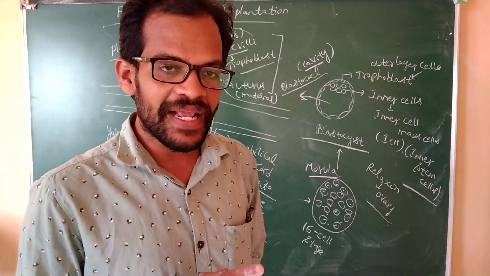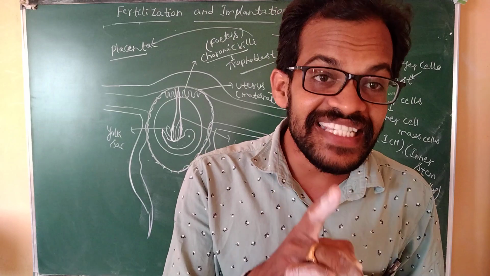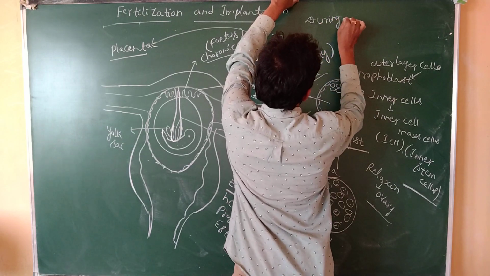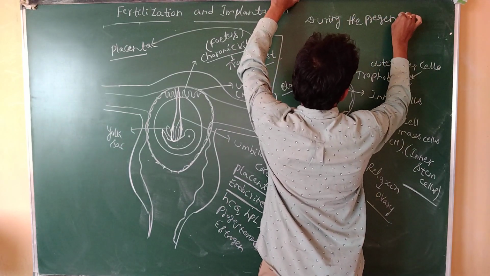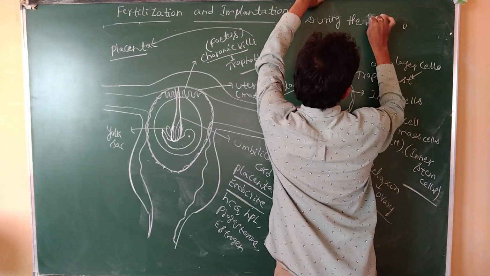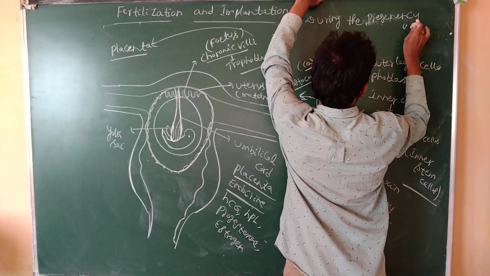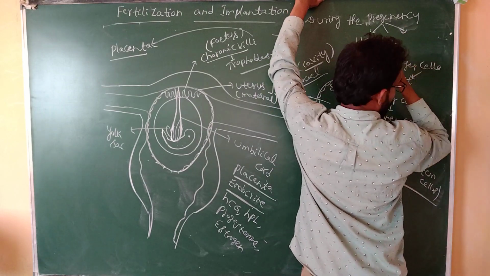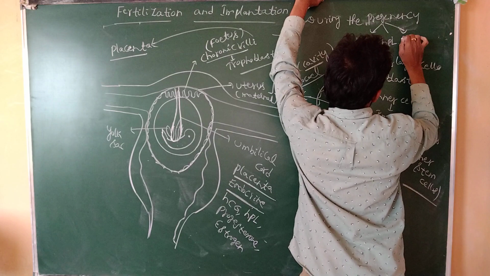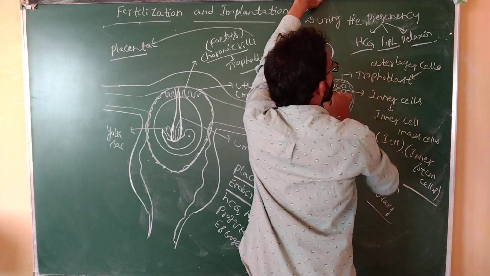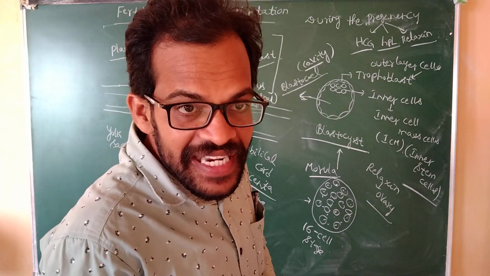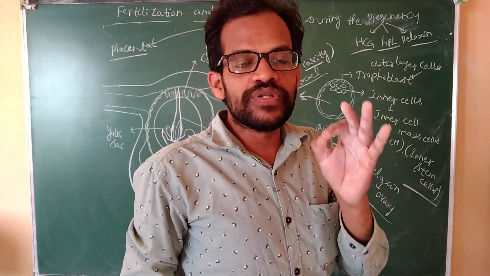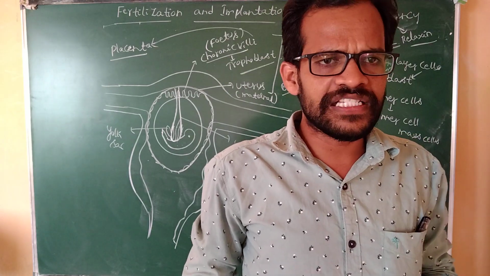During pregnancy, three important hormones are produced: HCG, HPL, and relaxin. Human chorionic gonadotropin, HPL, and relaxin are produced during the pregnancy period.